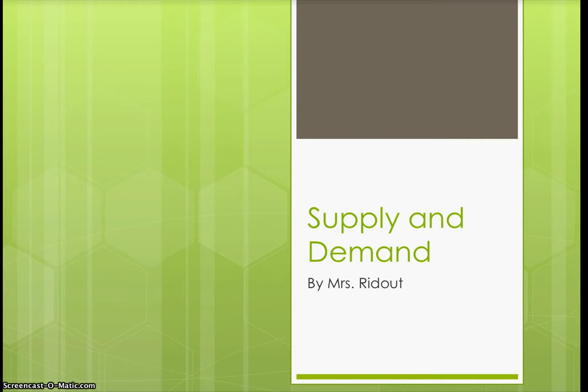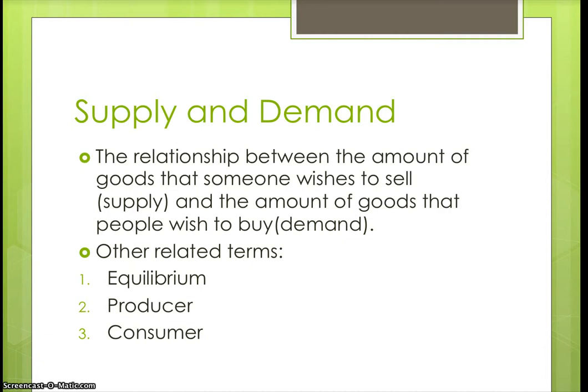I am presenting the concept of supply and demand. Supply and demand is the relationship between the quantity or amount of goods a producer would like to sell, which is their supply, and the amount of goods people will buy, which is the demand. Some related terms you will need to understand are equilibrium, which is where supply and demand are equal. Producer, one who makes the goods. And consumer, one who purchases the goods.